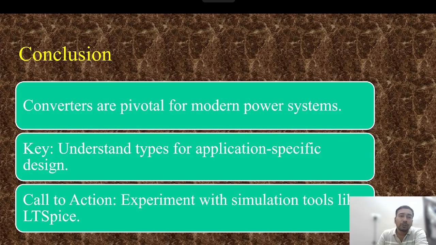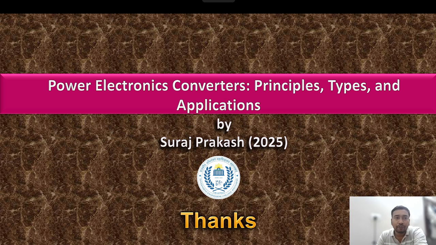Coming to the conclusion, we can see that converters play a pivotal role in modern power systems, and we have to understand the types and application specific design, like what type we are going to use for which purpose. According to that, we have to decide which converter we should use for a specific purpose. And we should go for some new experiments with simulation tools like LTspice to explore more in power electronics. These are the references. Thank you.